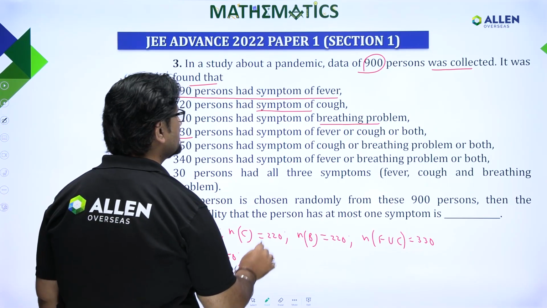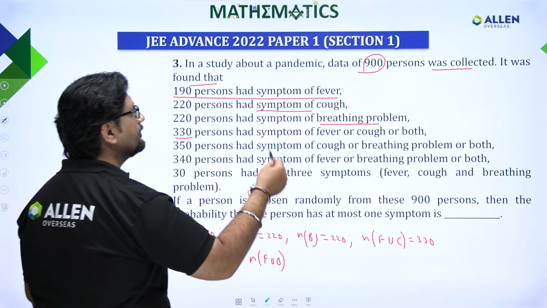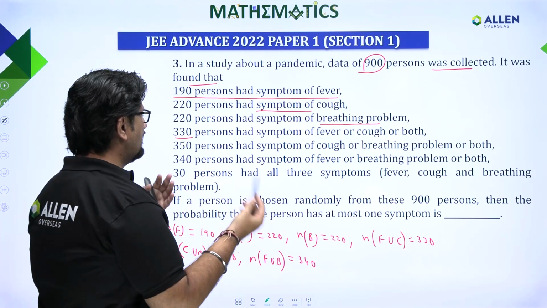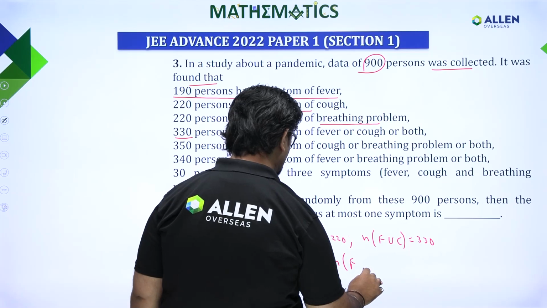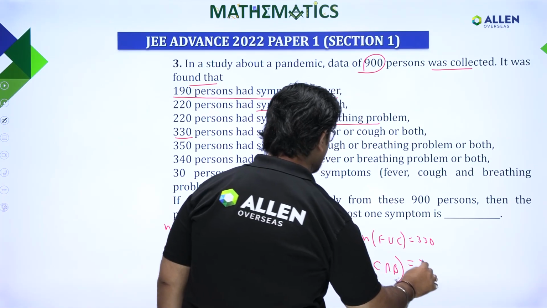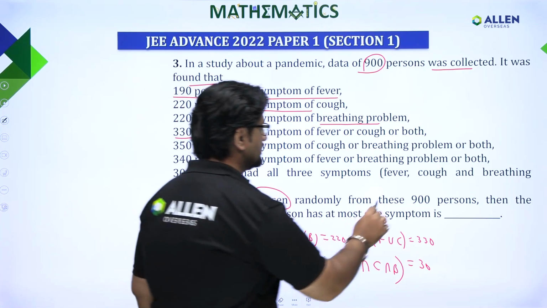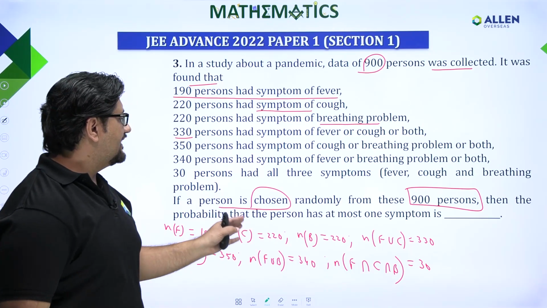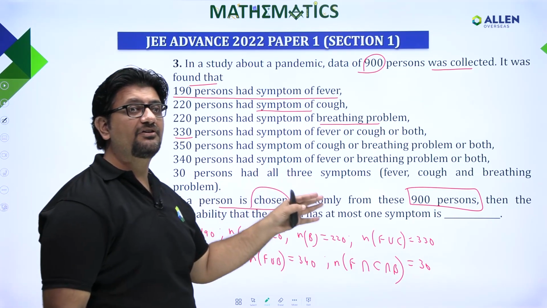And next, what is given to us? Fever or breathing problem, means F union B, fever or breathing or both. It is equal to 340 in the question. 30 persons had all three symptoms, means the number of persons common to all three: fever intersection cough intersection breathing is 30, given in the question. Now, if a person is selected randomly from the 900 persons, I am selecting a single person, then what is the probability that the person has at most one symptom, my dear?